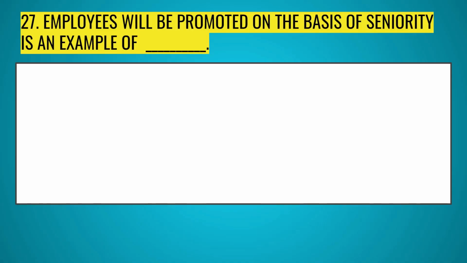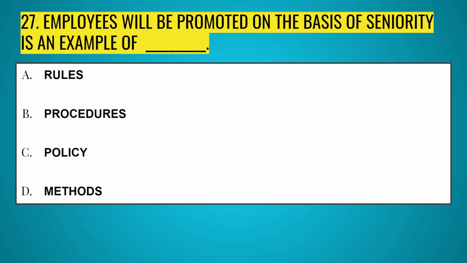27. Employees will be promoted on the basis of seniority is an example of dash. A. Rules, B. Procedures, C. Policy, D. Methods. The answer is option C. Policy.